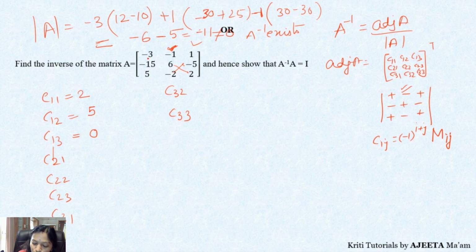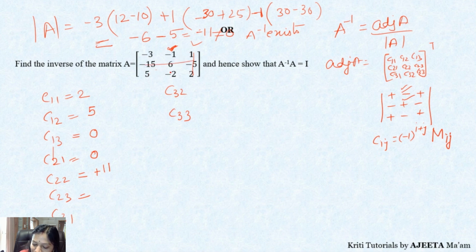Correct? Now we move to C21. C21. Leave the row and column in which minus 15 is there. So minus 1 into minus 2 is minus 2. Minus 2, and then you get plus 2. So it will become again 0. Now for C22, the sign is positive. So leave the 6 in which it is present. Leave the row and column. Okay, and now let's find it. So minus 3 and 2 will become minus 6 and minus 5. So what will you get here? Minus 11, and it will become plus 11 using the sign. Now C23. C23 will be what? Leave the row and column in which minus 5 is there.